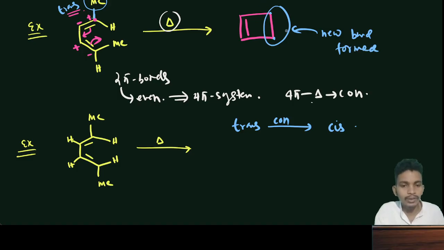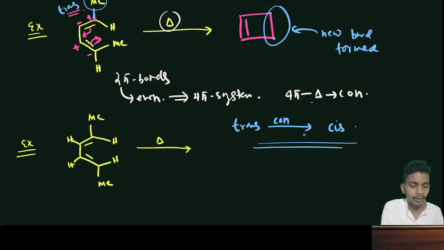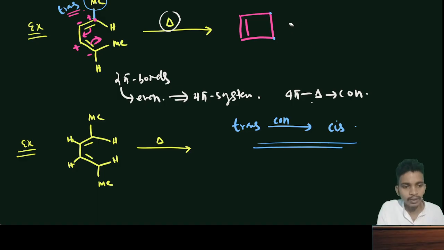So along this new bond, what are the substituents that we have to make the stereo for? So for that we will make the stereo. Okay, so this new bond has formed, so now we will make the stereo. What are the substituents? One side is methyl, another side is hydrogen.